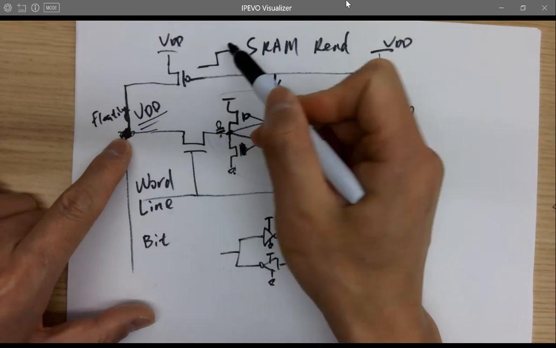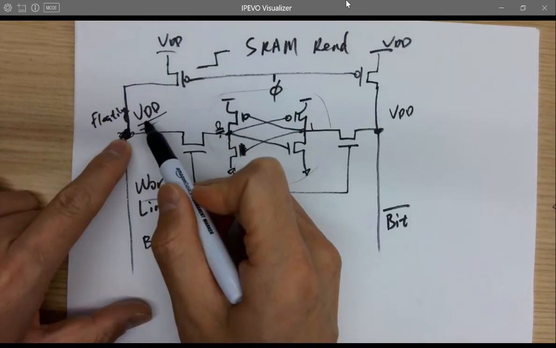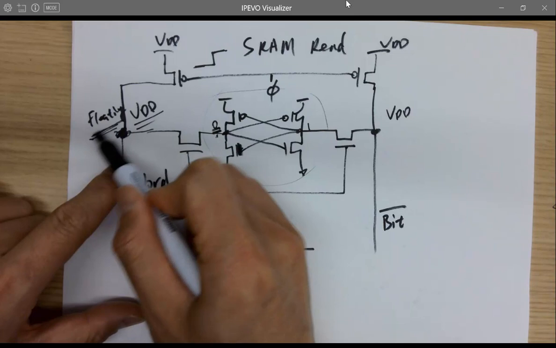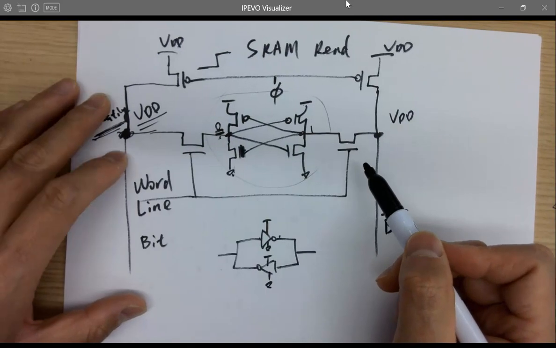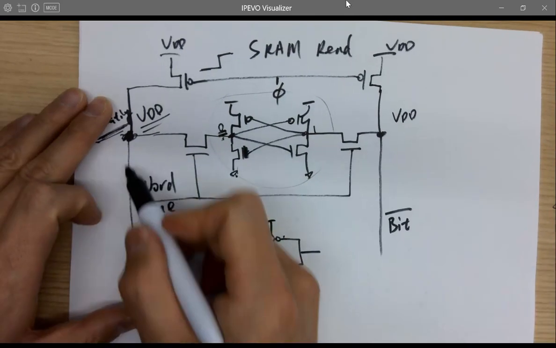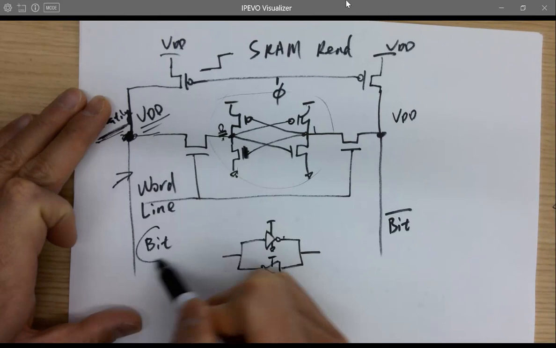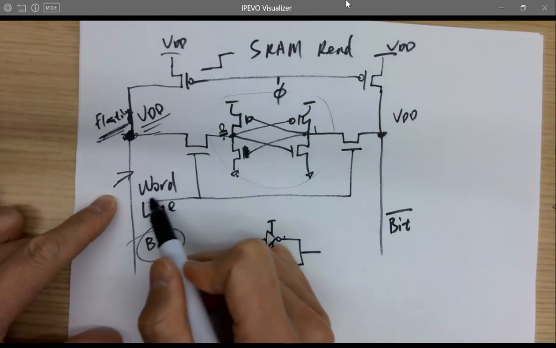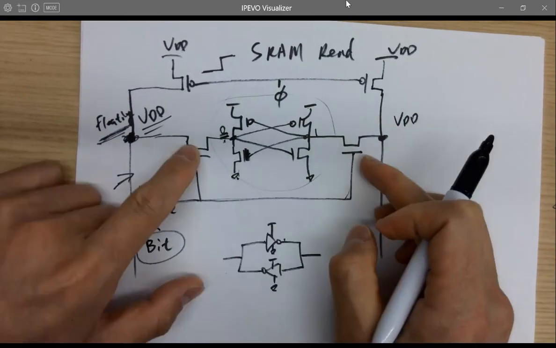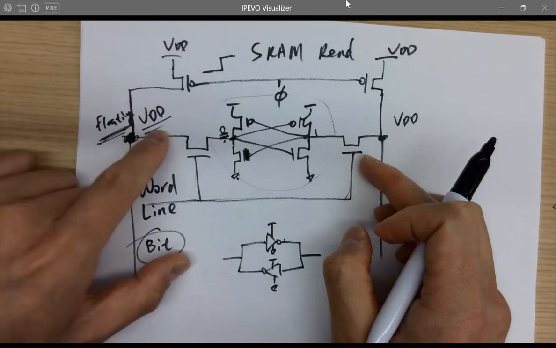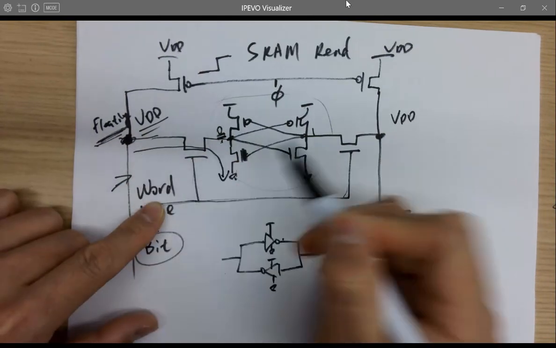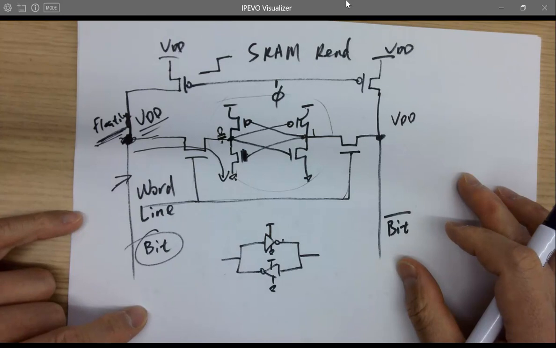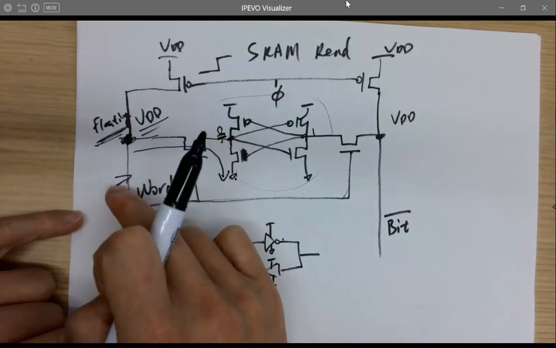You turn it off afterwards, right? It's a floating VDD. Okay. During the cycle when I'm reading from this line, from bit, if I turn on this word line, the two NMOSes are on. This one will be discharged as a strong 0. Am I reading a 0 or 1 here?